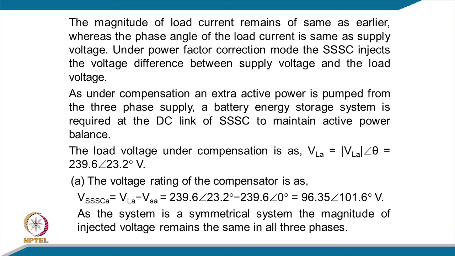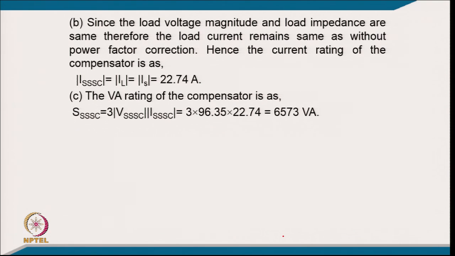The load voltage after the compensation is the same as the source voltage of 239.6, and the voltage rating of the compensator will be VLA minus VSA. So, keeping this, it comes to 96.35 at the angle of 101.6 degree. As the system is symmetrical, the magnitude of injected voltage remains the same for all the 3 phases. Since the load voltage magnitude and source and load impedance are the same, the load current remains the same as without power factor correction.